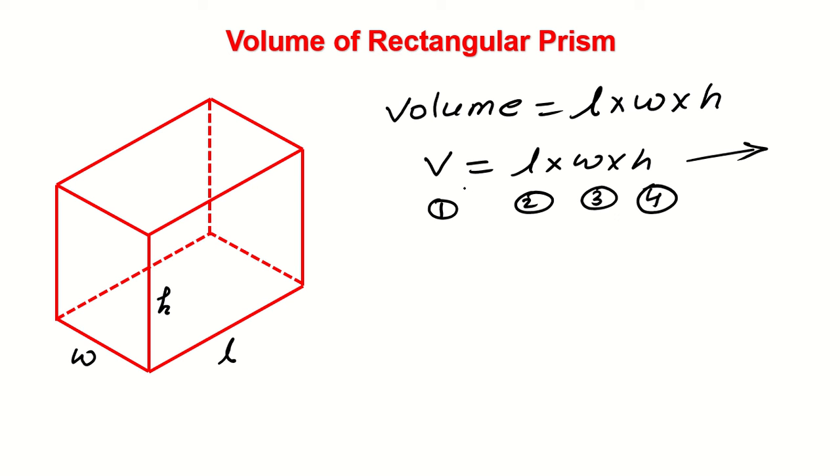Okay, maybe they are asking a direct question: find the volume. So what will you do? Multiply all the 3 sides. If they say volume is given, length is given, width is given, then height is missing. So what will you do? Height is equal to volume divided by length multiplied by W. Like that you can solve the question. So this is the basic equation, the main equation, and here you need to put the values. Okay.